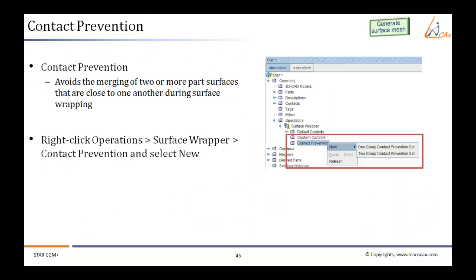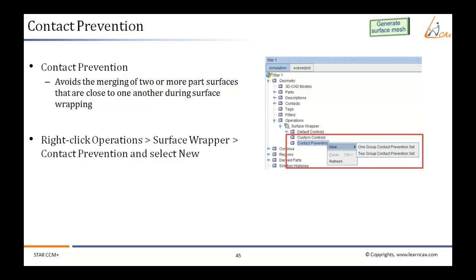The next operation is called contact prevention. What is contact prevention? Contact prevention avoids the merging of two or more part surfaces that are close to one another during surface wrapping. This functionality is useful during meshing as it keeps certain surfaces separated which would otherwise be combined as one due to the surface mesh size settings.